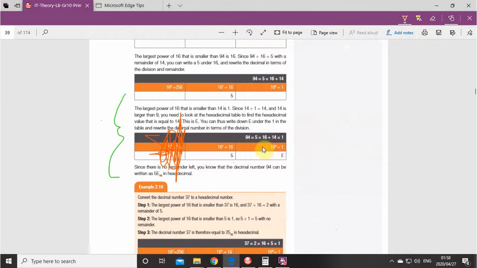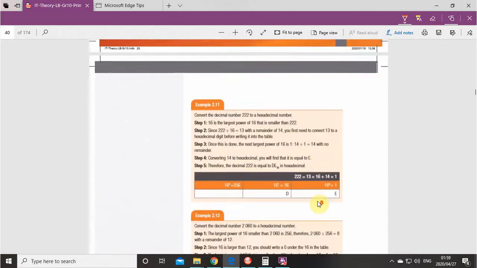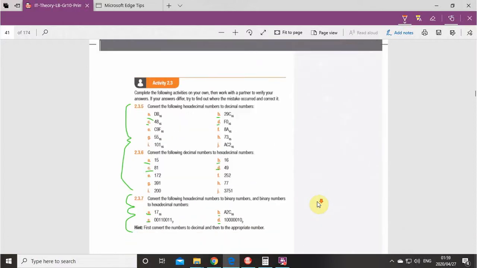Now you ask yourself, how many times does 1 go into 14? That is 14 times. If we remember, replacing 14 with the letter, we get E. So our answer is that 94 in decimal is 5E in hexadecimal. And that is it for the conversions.